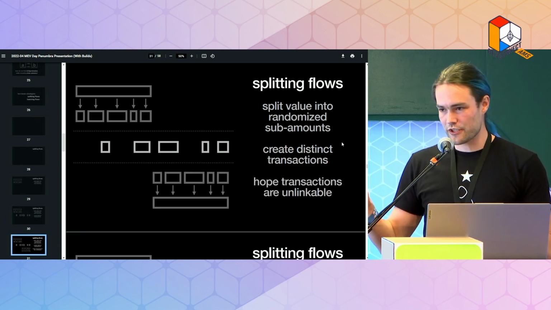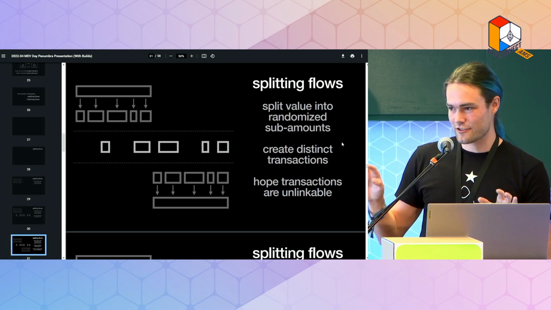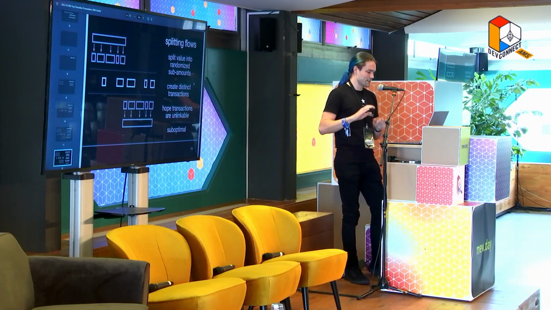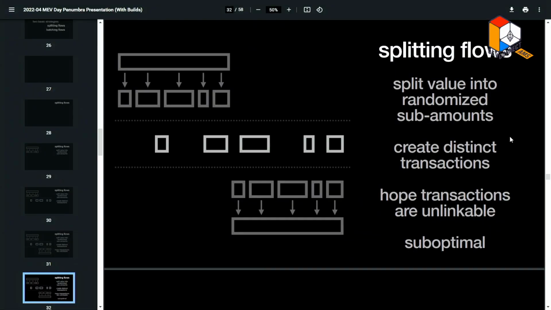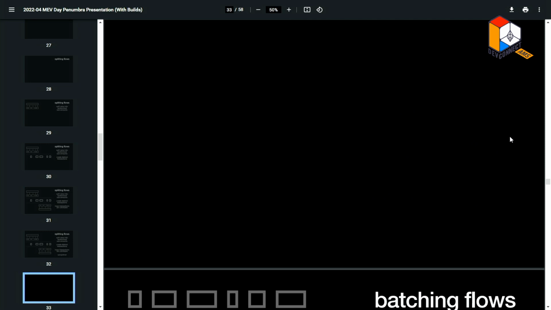And then they're going to hope that whoever is looking at this doesn't know statistics. So this is kind of suboptimal, right? Maybe better than nothing, but not something that you want to build a whole protocol around. And the alternative, right, is batching.